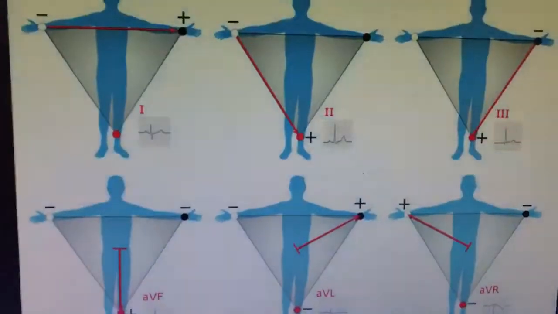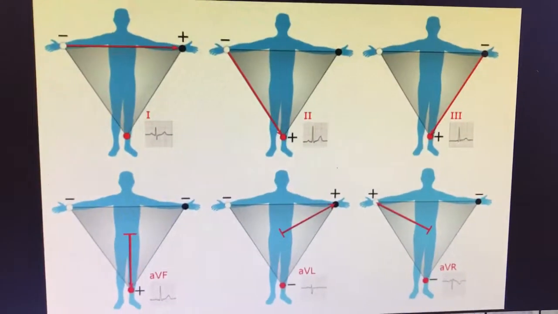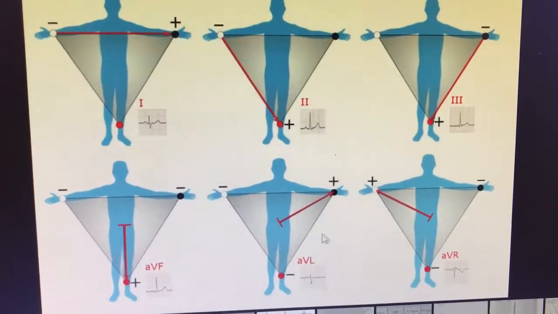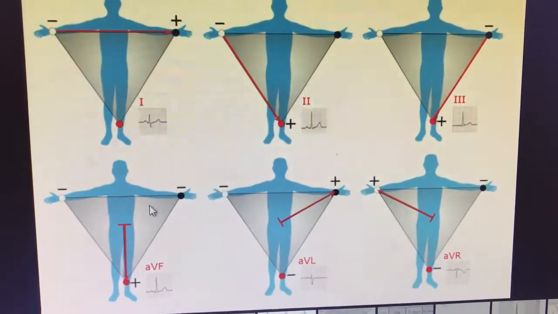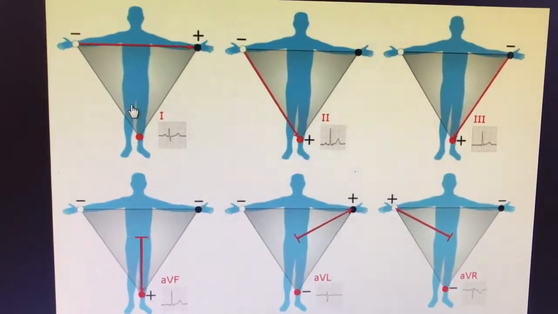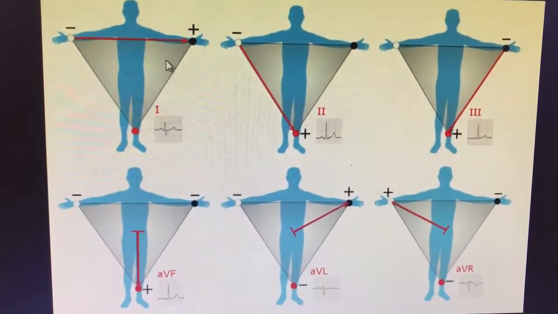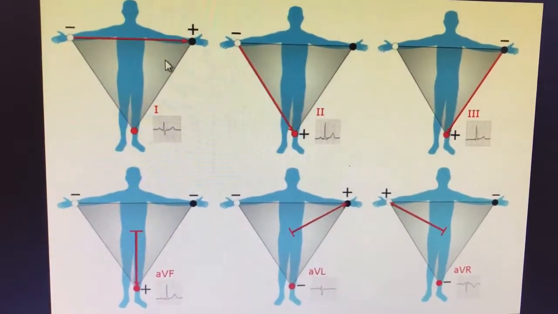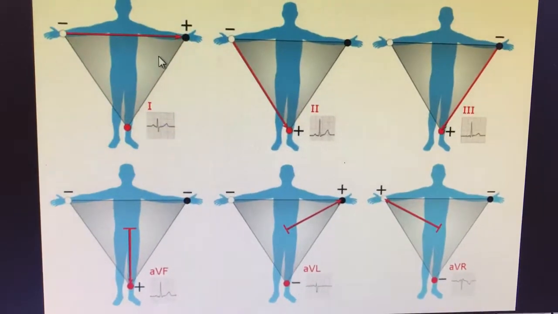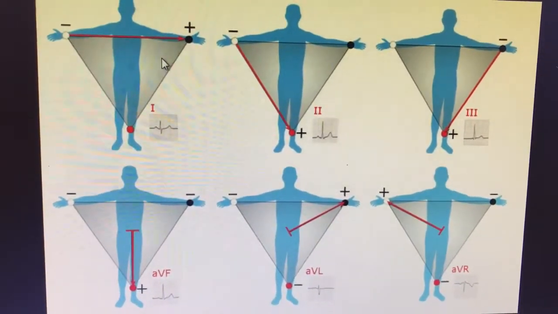So this is one which we discussed yesterday, Einthoven's triangle and the Wilson's terminal, and not using Wilson's terminal in aVF, aVL and aVR. So here we will focus more on the cardiac axis, how it is formed and why the axis is required.